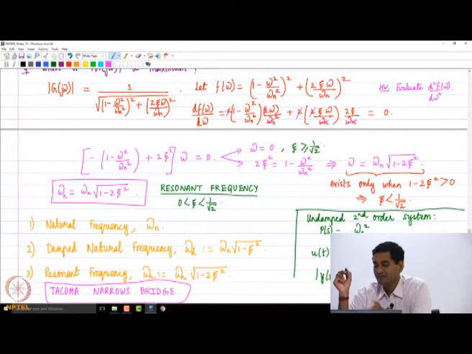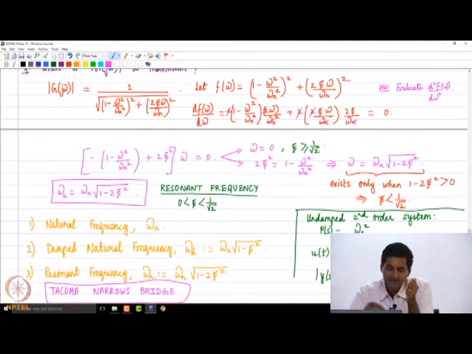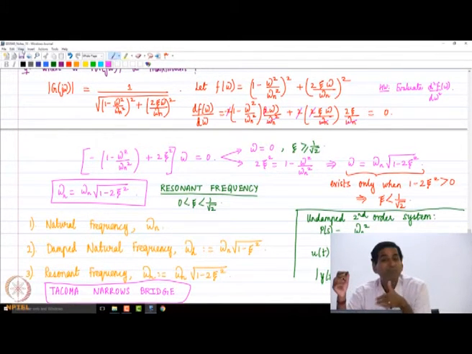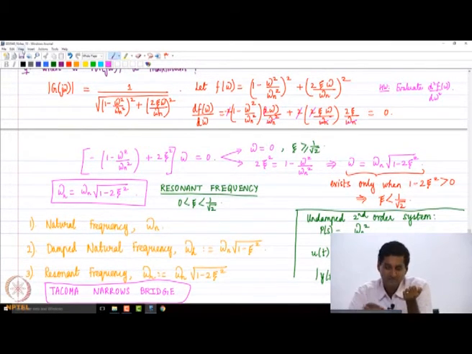Obviously, you will see that at this resonant frequency, the second derivative is positive. As a result, the magnitude of g of j omega will be a maximum, because the magnitude of g of j omega is 1 by f of omega. So when f of omega is a minimum, the magnitude of g of j omega will be a maximum.